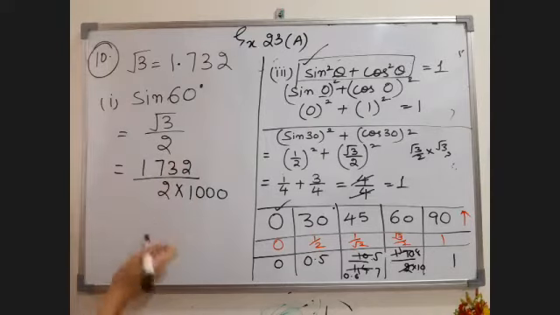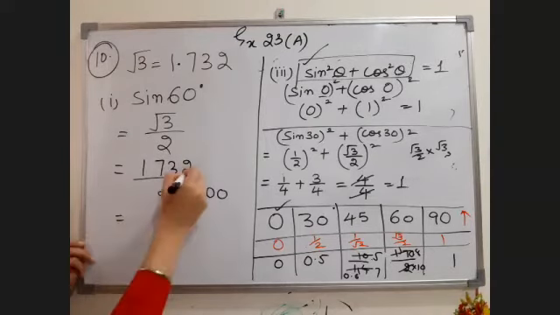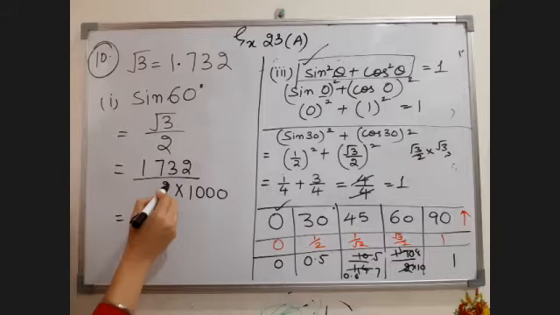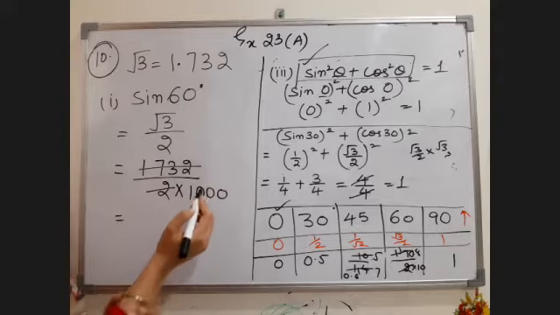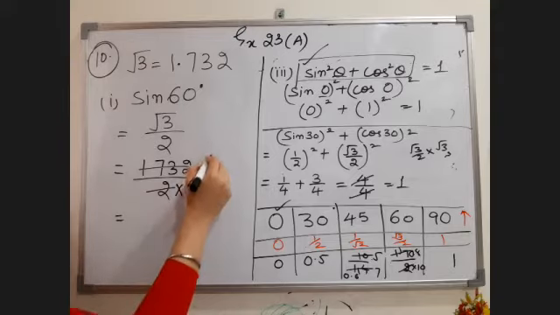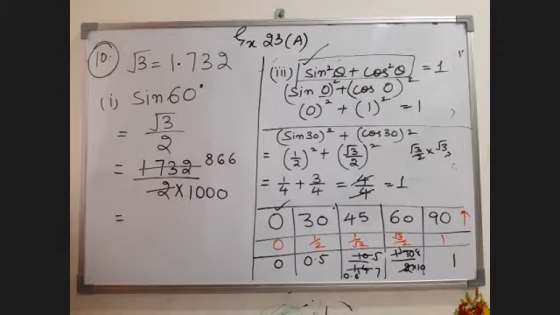Now this we can just easily divide, because it's an even number, so it will go in 2's table. 2 into 8 is 16, then 6, 6. So 866 by 1000. Now just convert it back into decimal. 0.866.